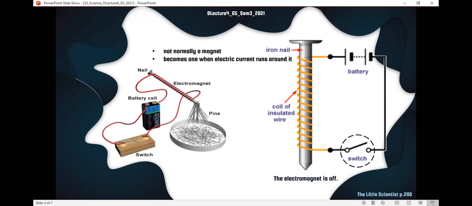This one, is the electromagnet on or off? On. It is on. It is attracting the pin. The switch is closed. When the switch is closed, the electric current is flowing through the circuit and the electromagnet is on. It is attracting the pins.